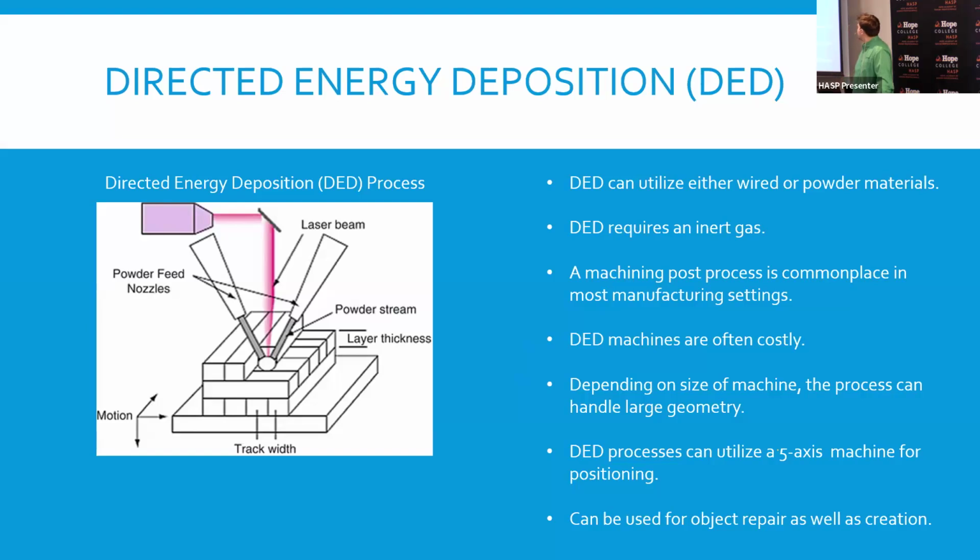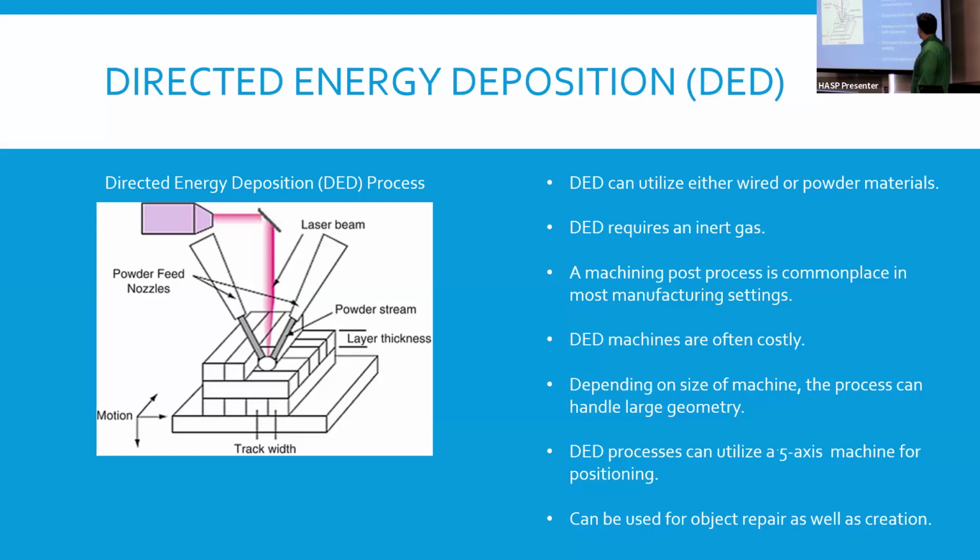Moving forward, we have directed energy deposition. We're just going to get started on this and flow down because some of these relate. In the directed energy deposition process, you're taking a laser, you either have powder feed or wire feed nozzles, like you're welding essentially, and you layer it up layer by layer to create your part. So it can utilize either wire or powdered materials out of these nozzles to weld up. Like in welding, it's going to require an inert gas.